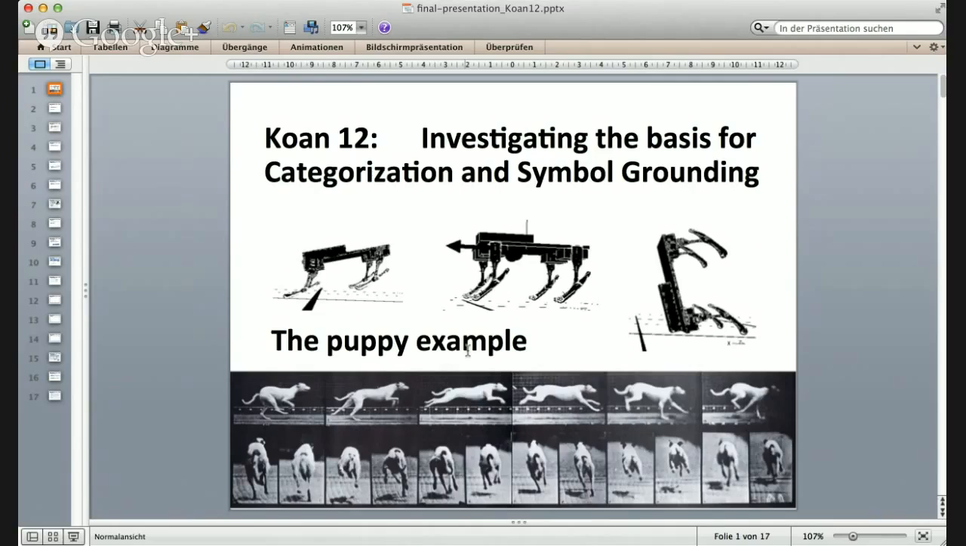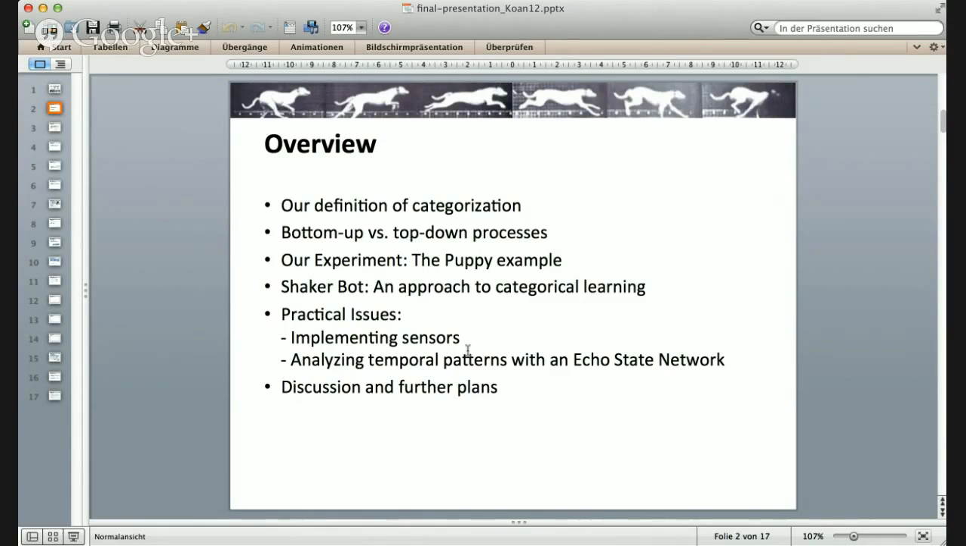And so we are planning an experiment that we'll introduce. The overview of the presentation: first, it's very basic for our experiment to get some definitions. One on categorization, then on bottom-up and top-down processes. Then I'll quickly describe the experiment.